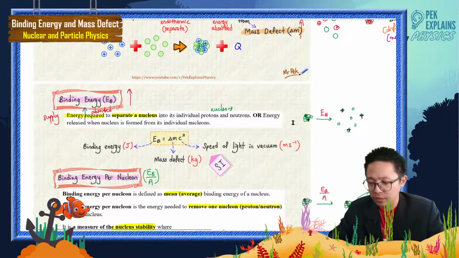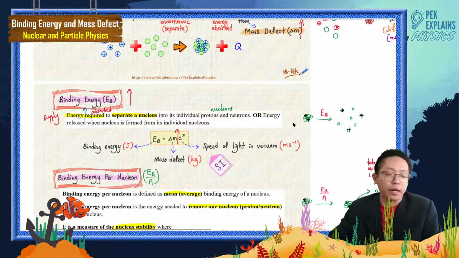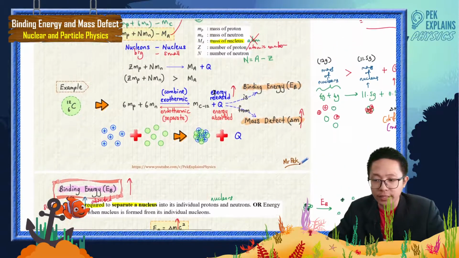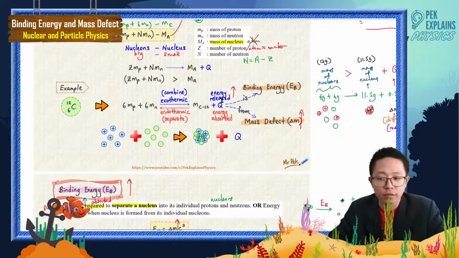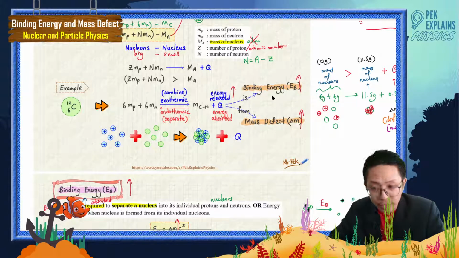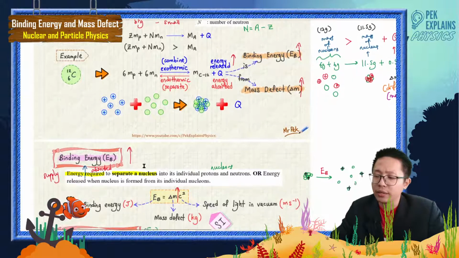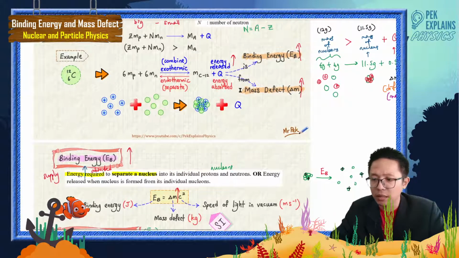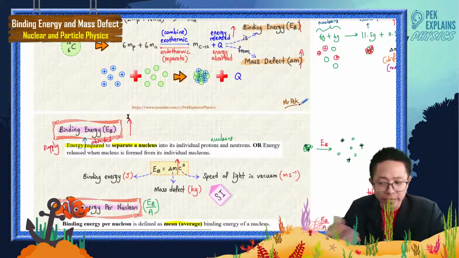So when the mass defect is high, there will be a lot of energy release. This energy release becomes the binding energy. When there is a lot of mass defect, especially for a big nucleus, a lot of energy is released, and then a lot of binding energy is required.